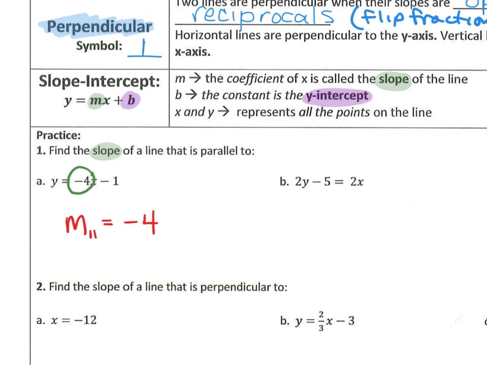Notice the symbols I'm using. I'm using an M with a little bitty subscript of the parallel to show that I'm talking about the parallel slope. Yes? Okay, let's go to part B.